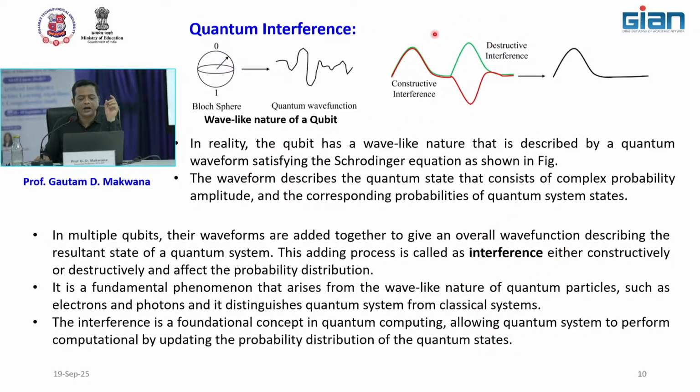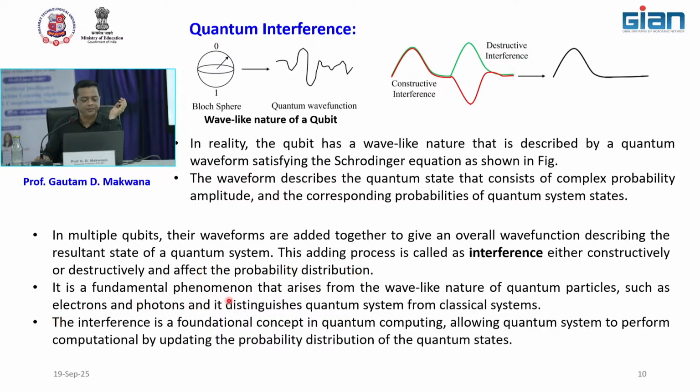So this is kind of the two qubit case. During the addition, it may be either destructive interference or constructive interference, and this is the result of adding the two quantum waveforms. So this is known as interference, either constructive or destructive, and it affects the probability distribution.